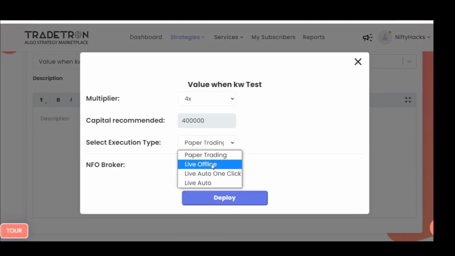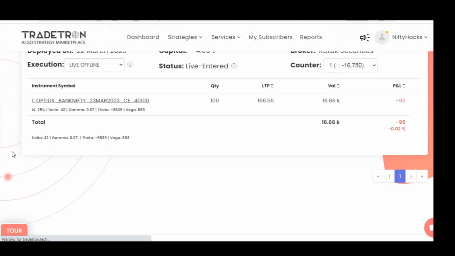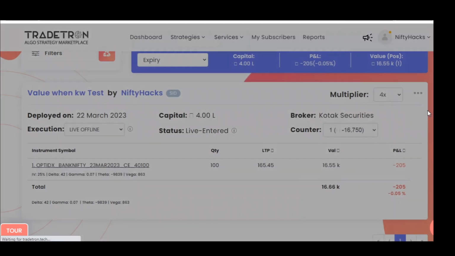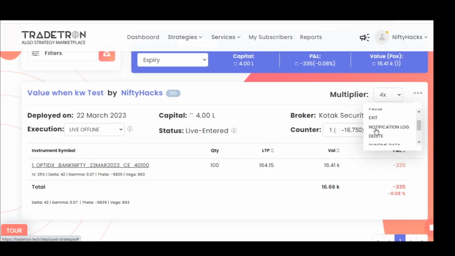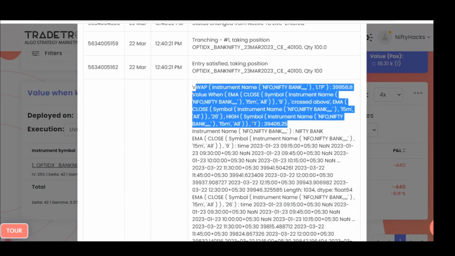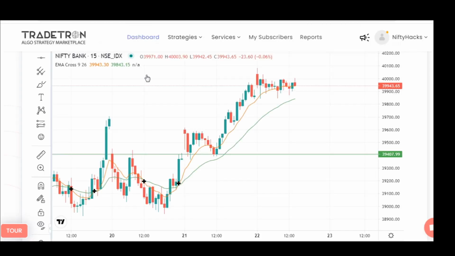Let's deploy in 5x and in Kotak Securities. So let's check. As you can see, our call side entry has already happened. From the notification log you can get what the high was when the crossover happened. So that is 39,406. Let's check that.